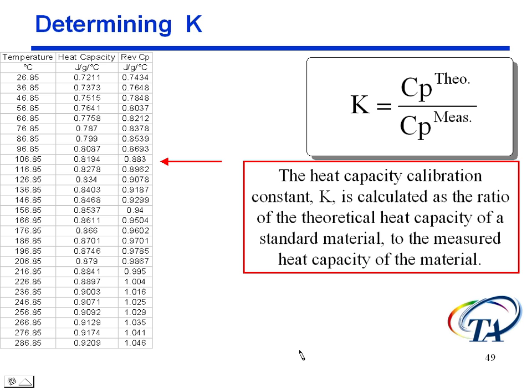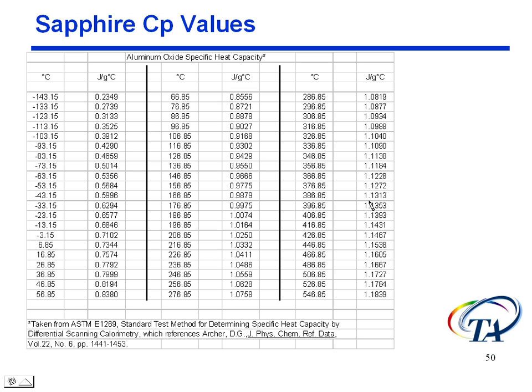Okay. And to calculate the heat capacity calibration constant, K, we have to look at the ratio of the theoretical heat capacity versus the measured heat capacity. And measured is what we got here in this table at each temperature. Now, where do we get the theoretical? We can get it off the software and in the instrument. But this is the table that you would get from our software.